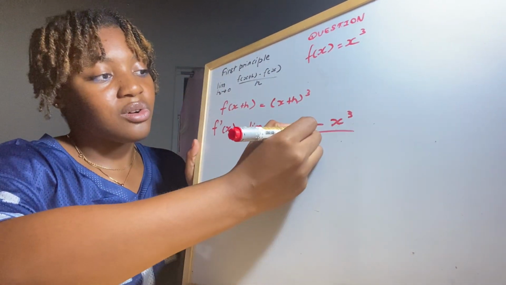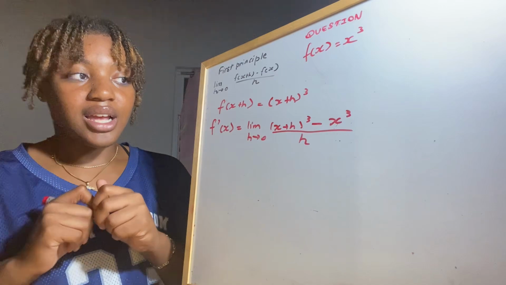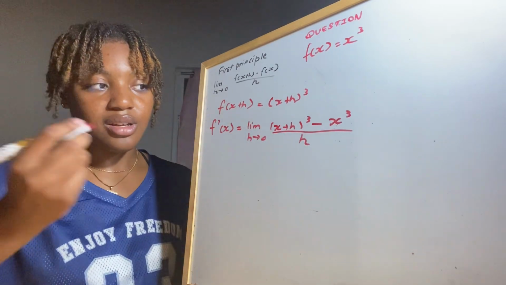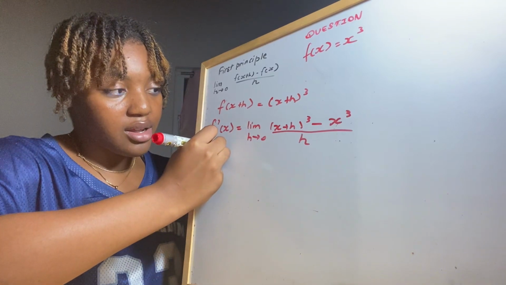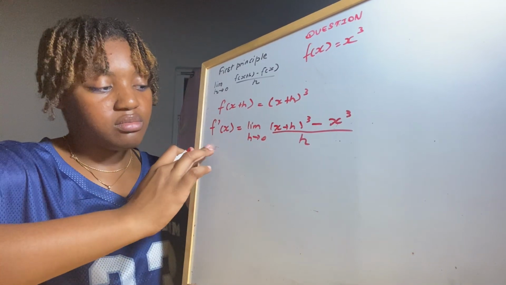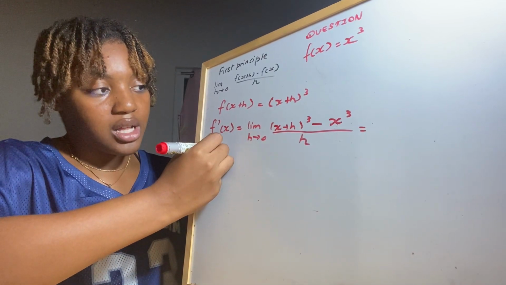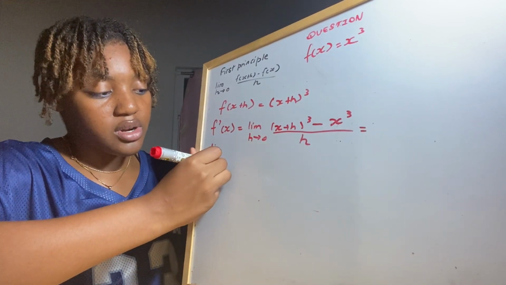And that is going to be all over h. The next thing is that we're going to expand these brackets. So here, I'm going to have an equal sign right here, and I'm going to have limit as h approaches 0.